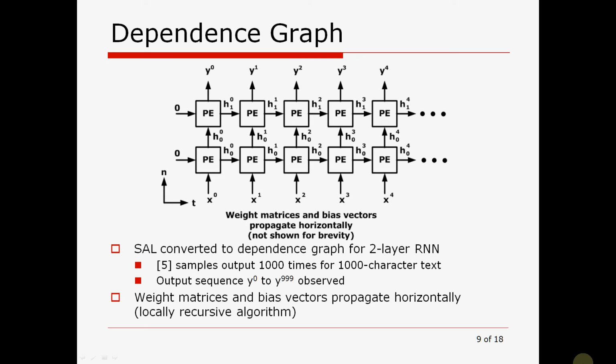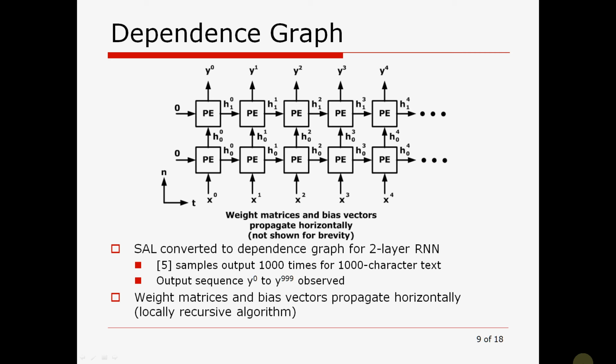So the point of the slide is that the SAL was useful in converting to the dependency graph of this 2-layer RNN network. What the paper did was take 1,000 output samples to generate the 1,000 character text. That meant that the output sequence varied from y equals 0 to y equals 999, from time step 0 to 999.